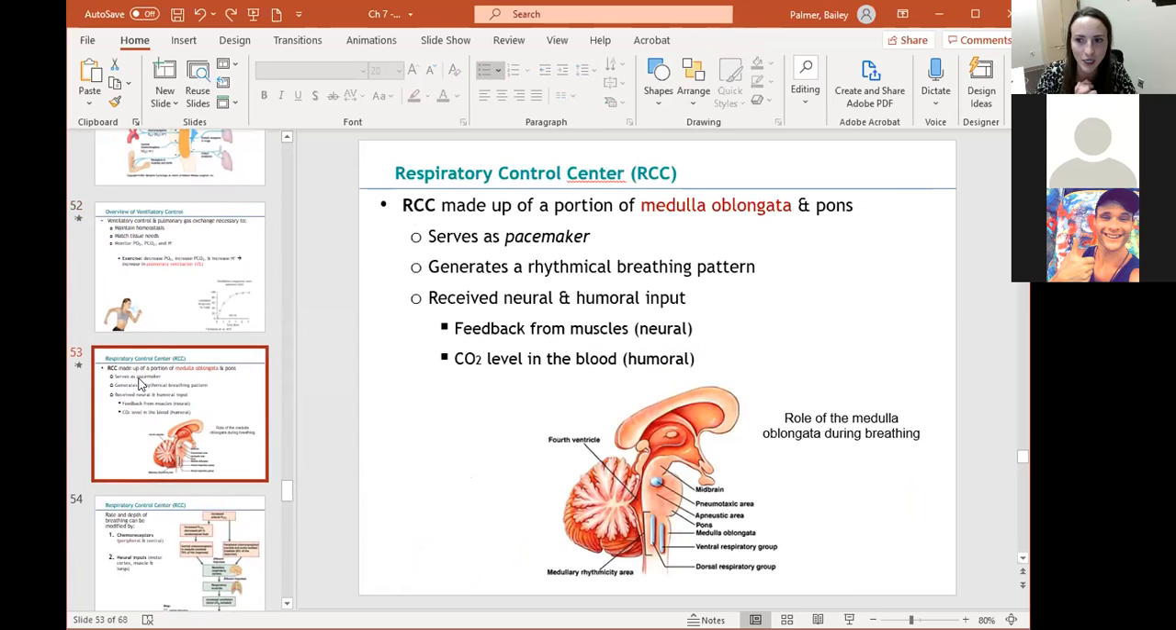Respiratory control center. You also have to know which structure in the brain controls the respiratory center. It's the medulla oblongata. So that's the main control area. You need to know it's the pacemaker of breathing. It controls our rhythmical breathing pattern. It's involuntary because it's controlled by a portion of the brain stem. And we'll get into all this feedback right now.